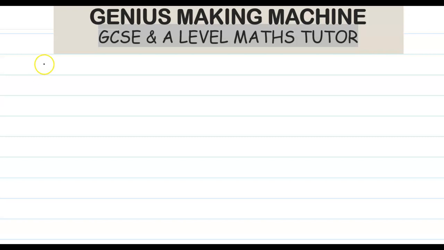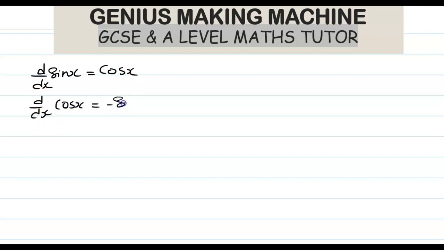So we know that d over dx of sin x is cos x. Now d over dx of cos x is minus sin x. I'm just explaining all the formulas. And d over dx of tan x is sec square x.